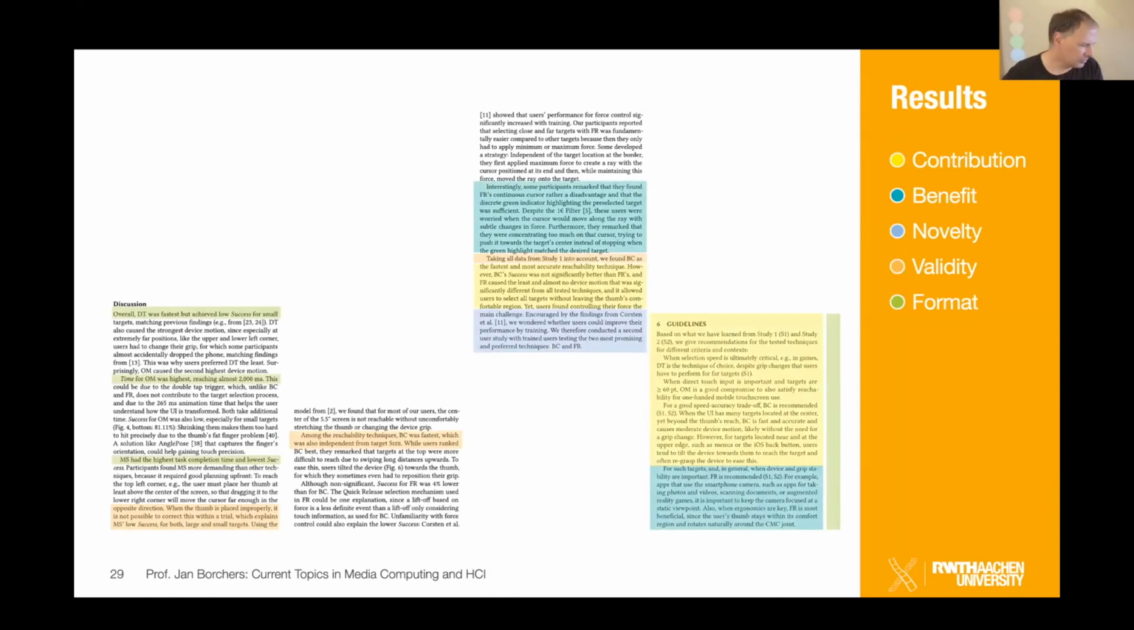So you can see I just highlighted some formatting tricks we did here, again, with subheadings to make this more easily readable. But otherwise, this is, of course, about validity, but also the contribution and the benefit again.